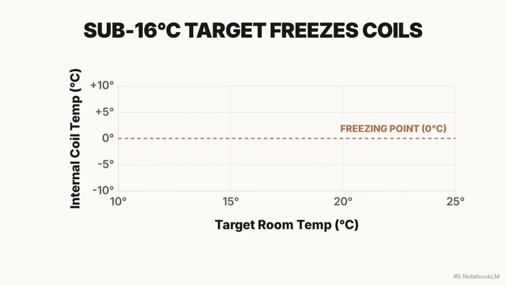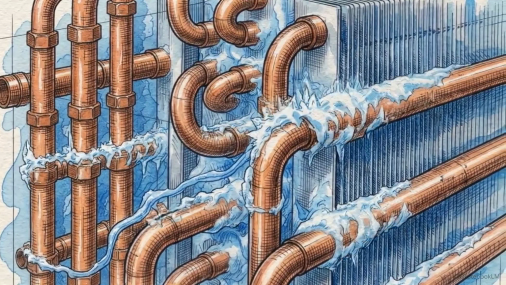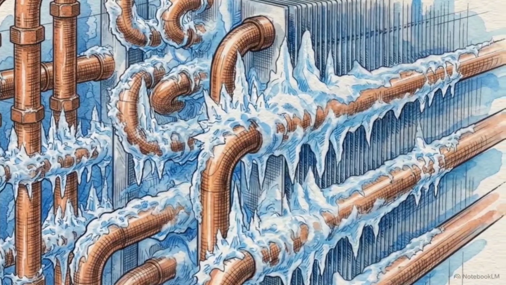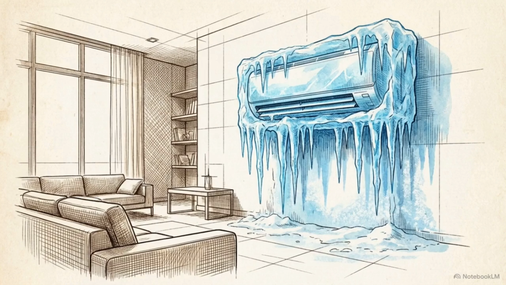This chart shows the dangerous thermodynamic relationship between the room's target temperature and the machine's internal mechanics. To force a room below 16 degrees, the AC must drop the internal coils past the freezing point. When this happens, all that condensed moisture instantly solidifies into a thick layer of ice. This ice layer acts like a thick, insulating blanket. It completely blocks the coils from absorbing any more heat from the room, choking off the system's airflow until the internal mechanics simply fail. If an air conditioner actually obeyed your demand for a 10-degree room, the machine would literally suffocate itself in its own ice.